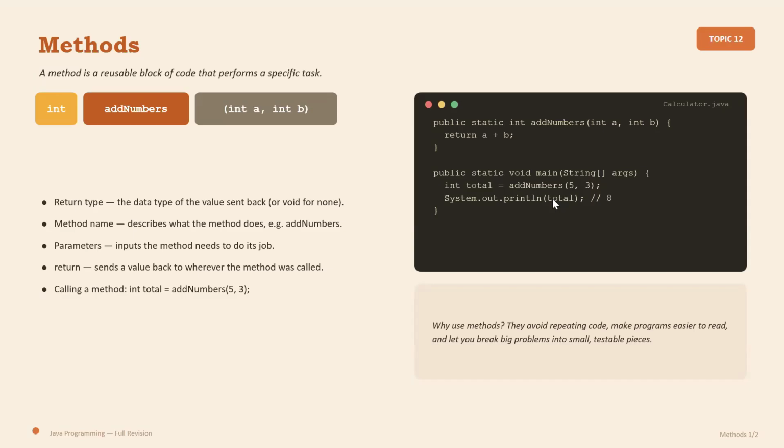To avoid repetition. Yes. Avoid repeating the same code, and make programs easier to read, and break large program into smaller manageable tasks. And also it makes testing and debugging easier. So these are the advantages of methods. So a method is a reusable block of code that performs a specific task and can be called whenever needed in a program.